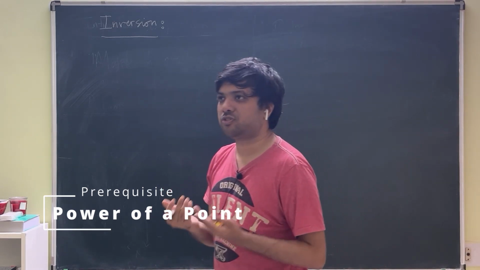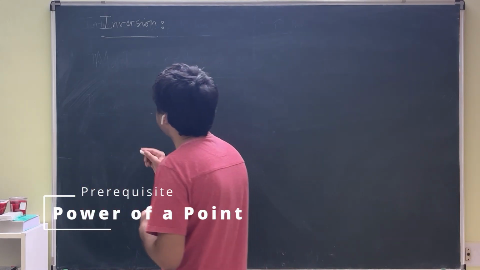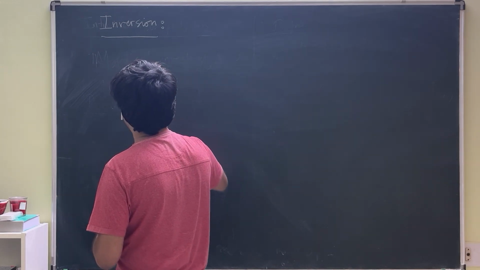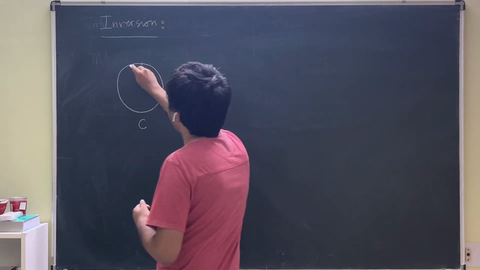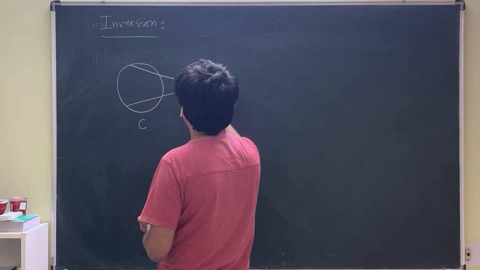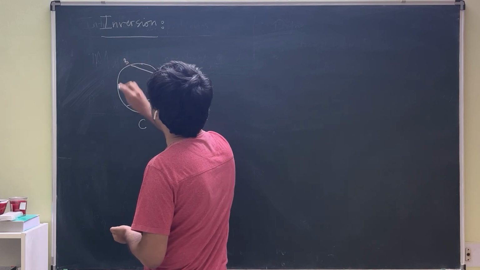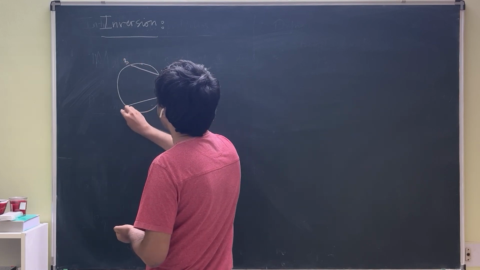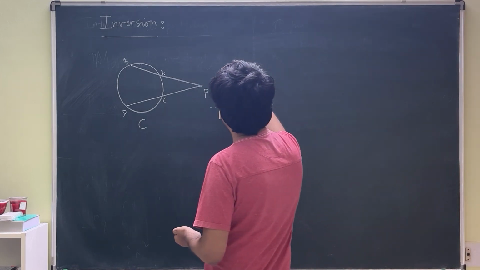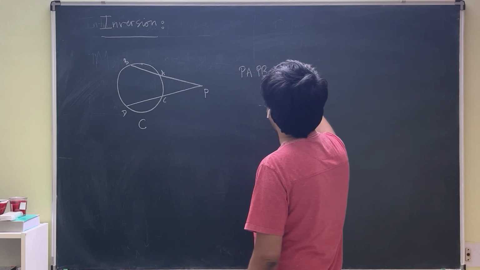Inversion is an advanced topic, so you're supposed to know the power of a point, but let me quickly revise it. Power of a point is the following idea: if you have a circle C and you draw two secants, this is also called the intersecting secant theorem sometimes. Say they intersect the circle at A and B and C and D, and these two secants intersect at P. Then you can prove PA into PB is equal to PC into PD.